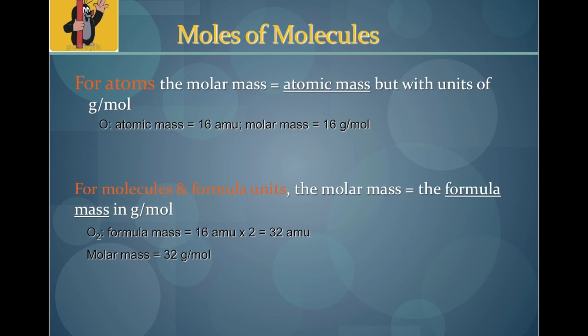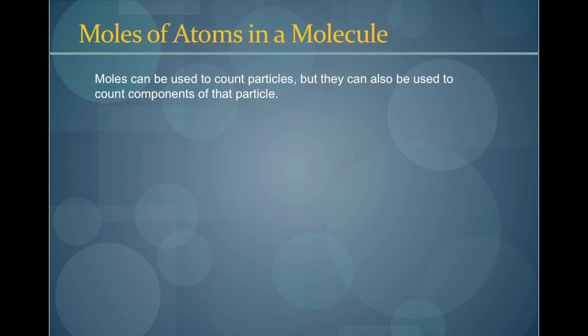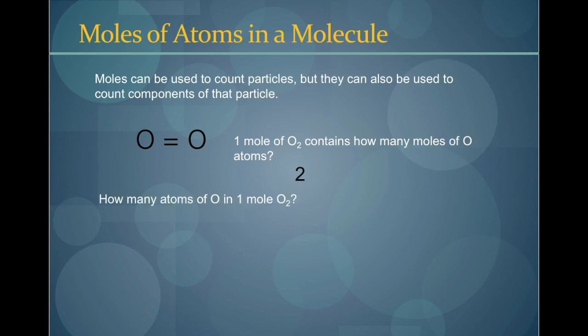So we already learned that moles can be used to count particles, but they can also be used to count components of that particle. Consider the diatomic molecule oxygen, which has 2 oxygen atoms in it. So the question is, we have 1 mole of oxygen, O2. How many moles of oxygen atoms does it contain? Well, there are 2 moles of oxygen atoms for each mole of oxygen. So that would be 2. There's twice as many.